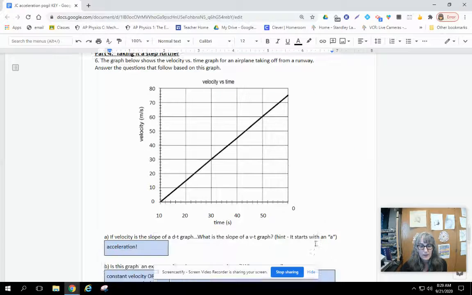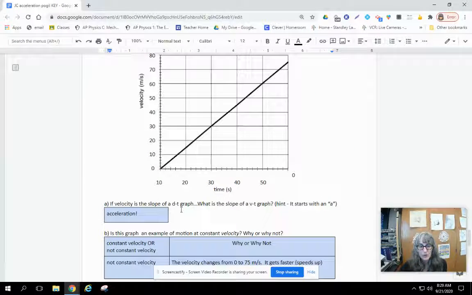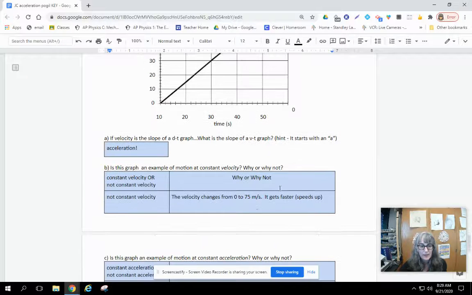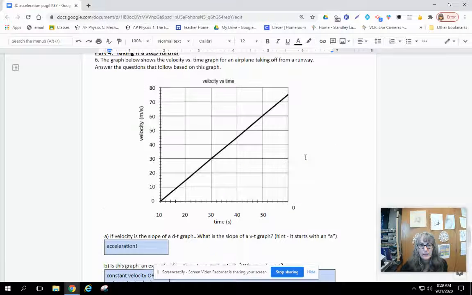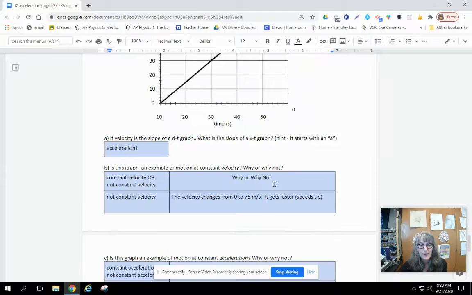So going back to graphs. The velocity is the slope of a dt graph. The slope of the vt graph is acceleration. And is this graph an example of constant velocity? No, it's not, because if we read velocity off of this graph, we start at 0 and we end at like 75 meters per second. That's not constant. So 0 is not the same thing as 75. We're getting a lot faster. We're starting at 0, we're getting to 75. So our velocity is not constant, it's changing, it's speeding up.